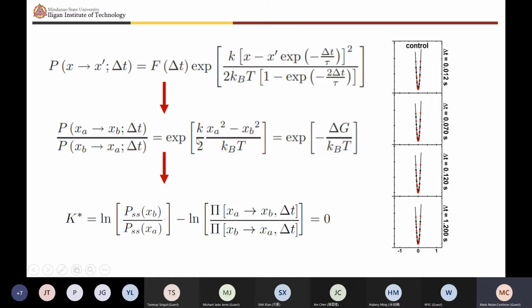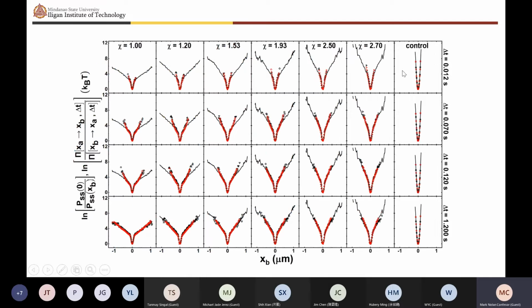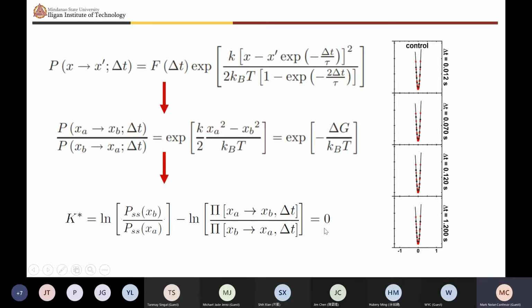So you have the exponent of k over 2 times xa squared minus xb squared over kT, which is just the well-defined Gibbs free energy in the case of equilibrium. And that's why for the equilibrium case, as we can see over here, unlike the case for other values of chi, k star is equal to 0 at all delta t. One can check this easily from calculations and also in our experiments and simulations. So this is verified for equilibrium.